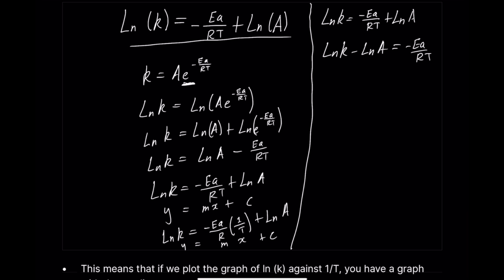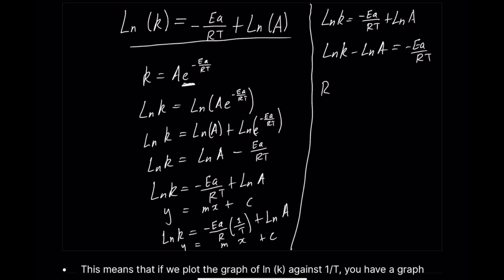Bring the RT over. I have to multiply both sides by RT to get rid of the RT on the denominator of the right hand side of the equation. So RT times (ln K minus ln A) is equal to minus EA. So I have to take the minus RT, because we can remove the minus part. Minus RT times (ln K minus ln A) is now equal to your activation energy.